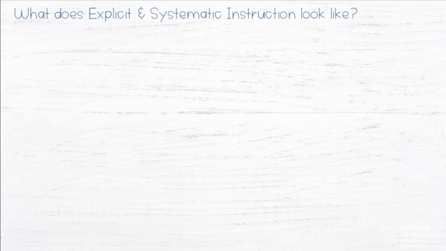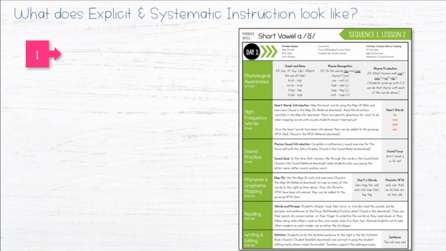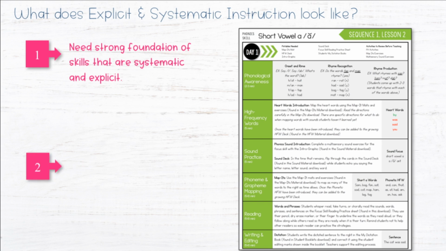So what I'd love to do is share with you something that I have up on my screen. It's a little bit of a PowerPoint, and I'm going to do just a little bit of training, and then we're going to dive deep into what it would include. So let's talk about what explicit and systematic instruction looks like. First and foremost, you need a strong foundation of skills that are systematic, meaning when and in what order, and explicit, meaning how.